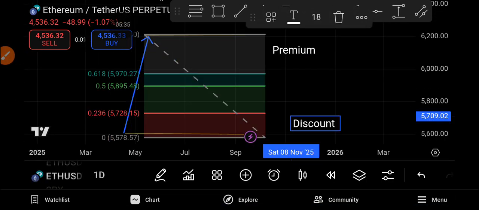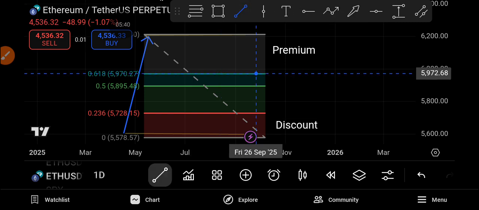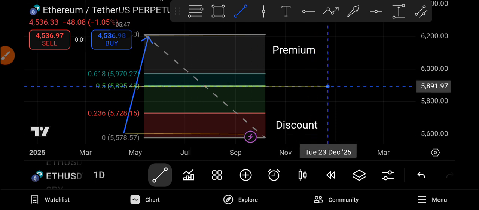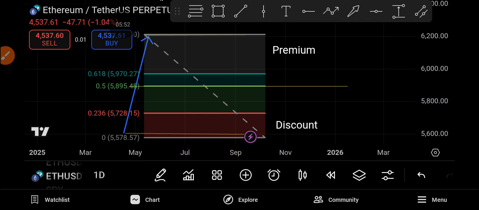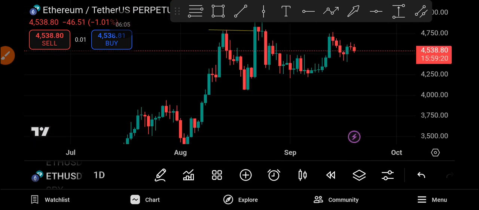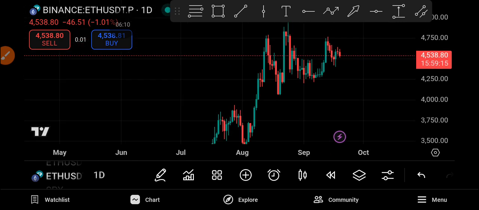Are we together? Let me hope we're on the same page. What do I mean by 50%? 50% is this line. 0.5 is the 50% line on our Fibonacci. Anything above that line is in the premium zone, and anything below this line is in discount zones. So let's apply this to our charts and see.